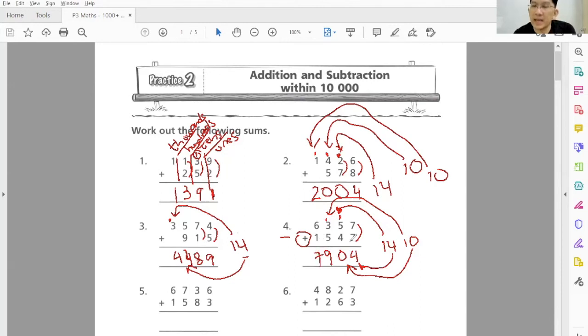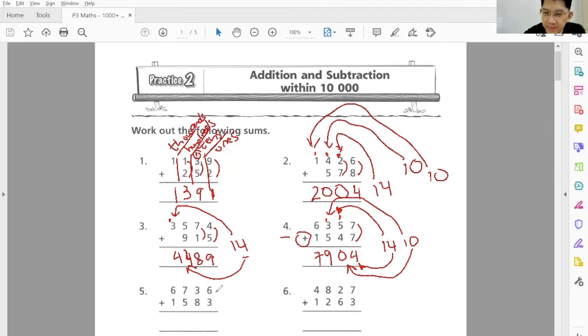Great. So the answer to 6,357 plus 1,547 is 7,904. All right. Moving on to number 5.